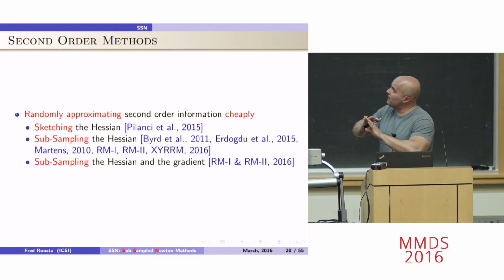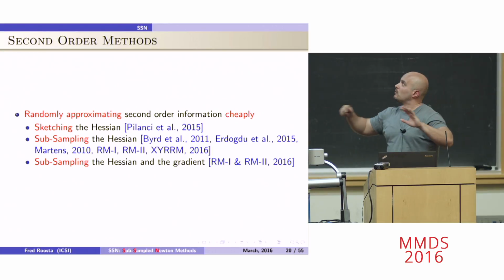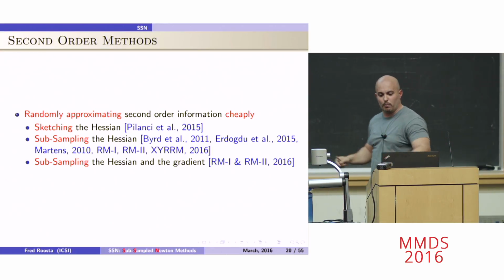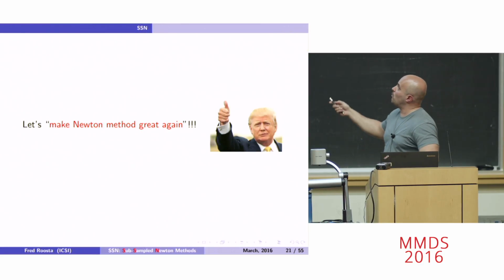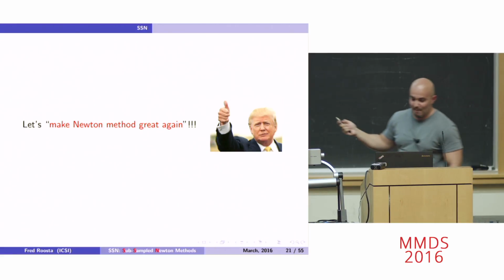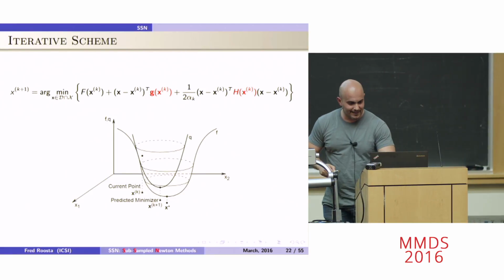But I would like to invite people who are interested in this kind of work to form a coalition, and in the spirit of political season, make our motto be, let's make Newton great again, and move forward. I already have an approval of one guy, so.